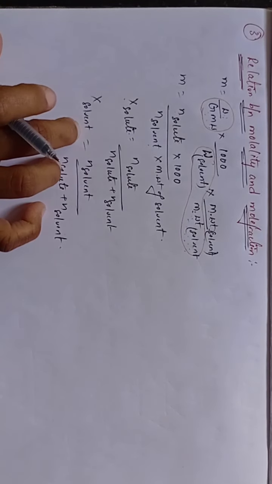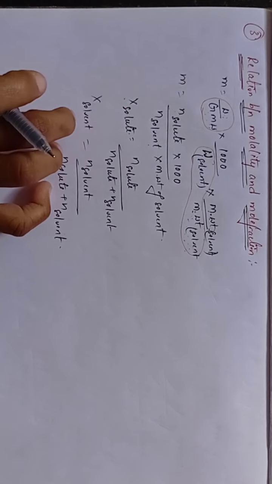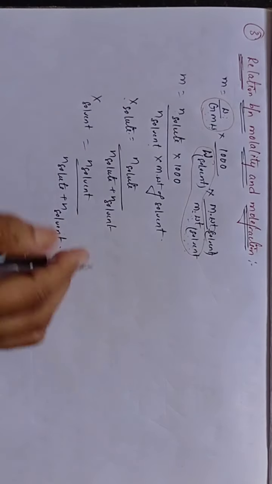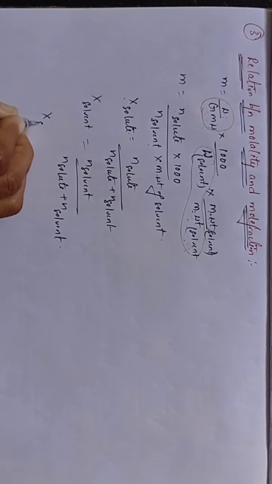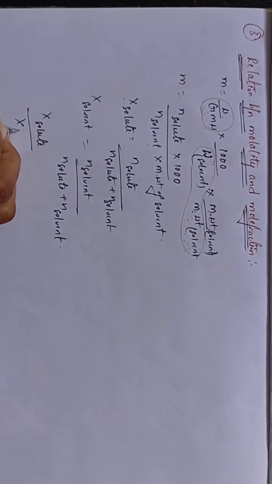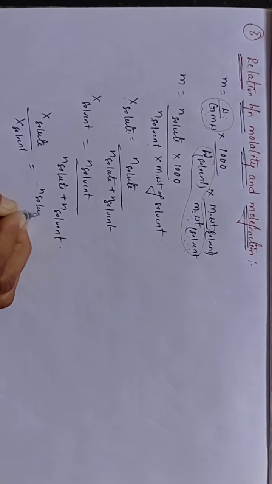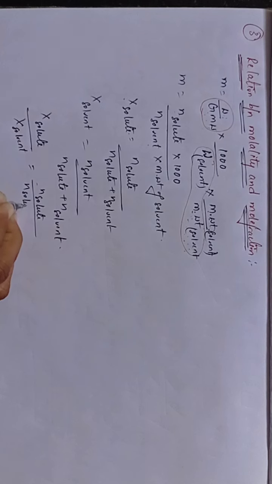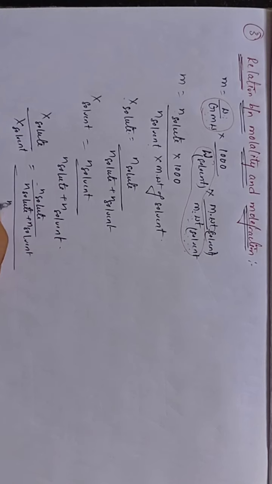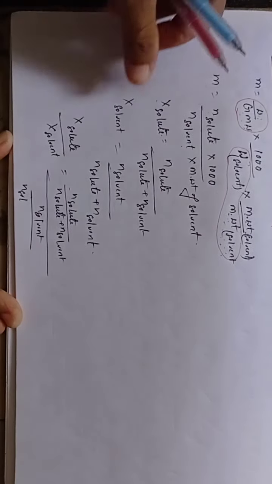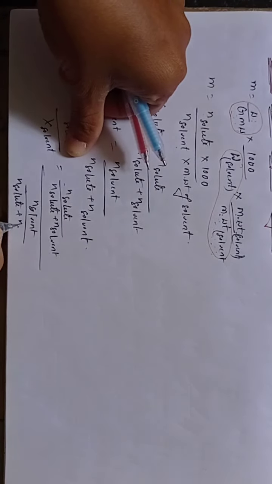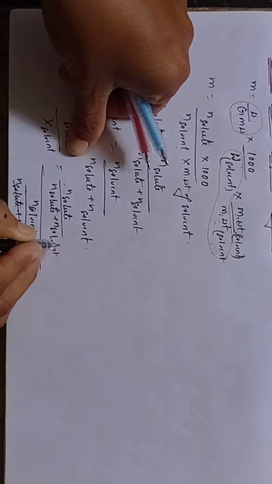So here I am taking the mole fraction of solute by mole fraction of solvent, just calculating. So what value will we get? Mole fraction of the solute by mole fraction of the solvent. Then what will we get, students? Number of moles of solute by number of moles of solute plus number of moles of solvent, divided by number of moles of solvent by number of moles of solute plus number of moles of solvent. Now this one will get cancelled.